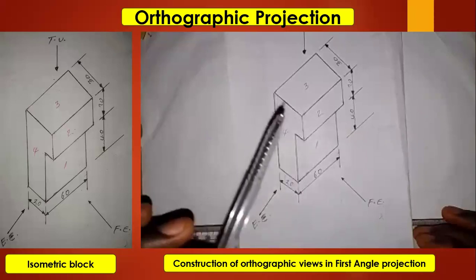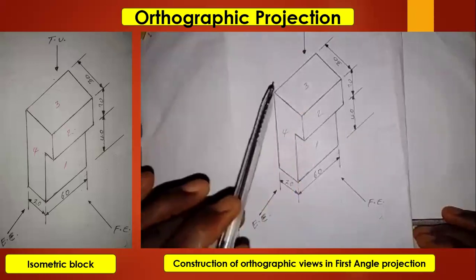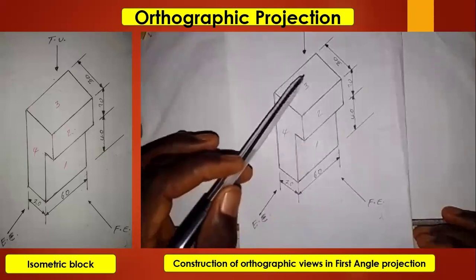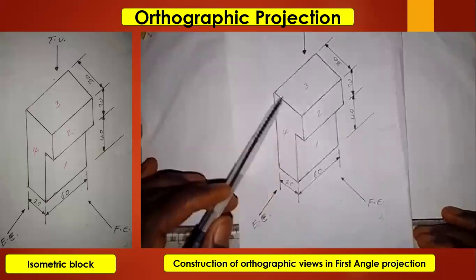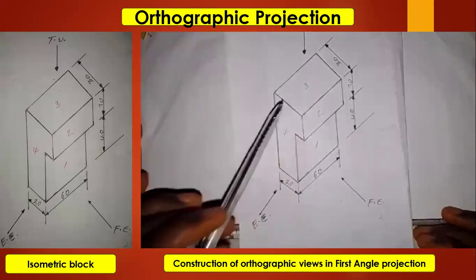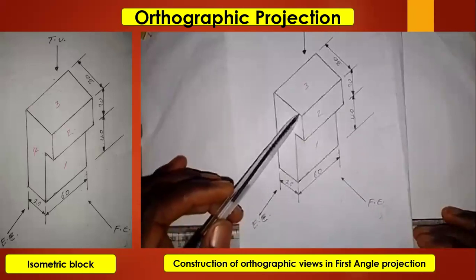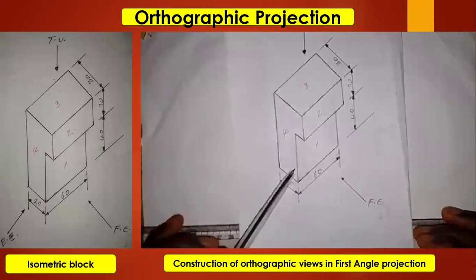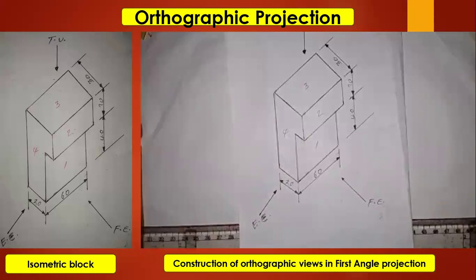Then for the plan or the top view, TV here means top view, or we call it plan. So the plan is just this rectangle 3 here. So this will give us the plan. Then the end elevation, this EE means end elevation. So we are going to draw this shape for the end elevation. These orthographic views that we have to produce, we are going to draw them in first angle orthographic projection.